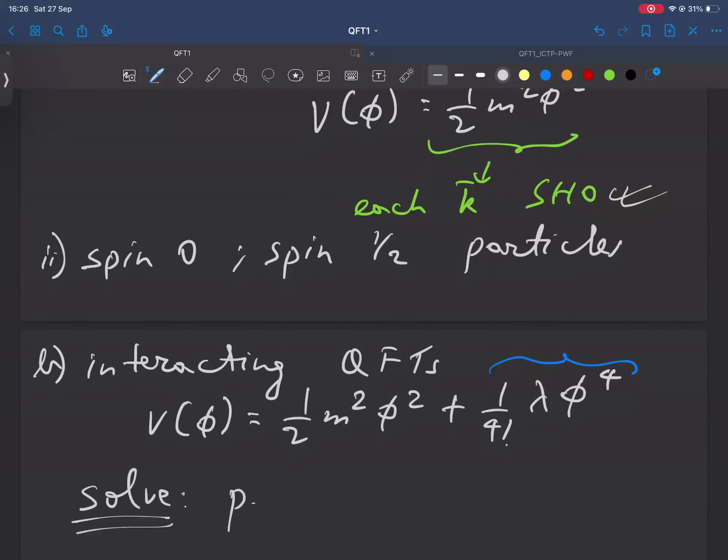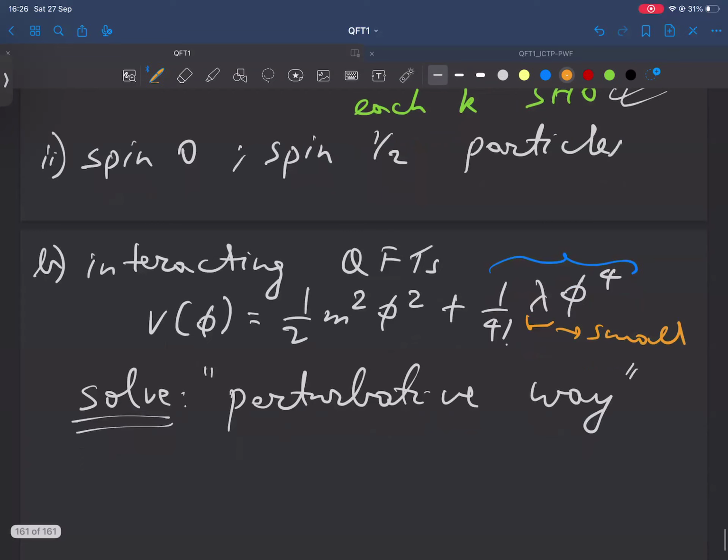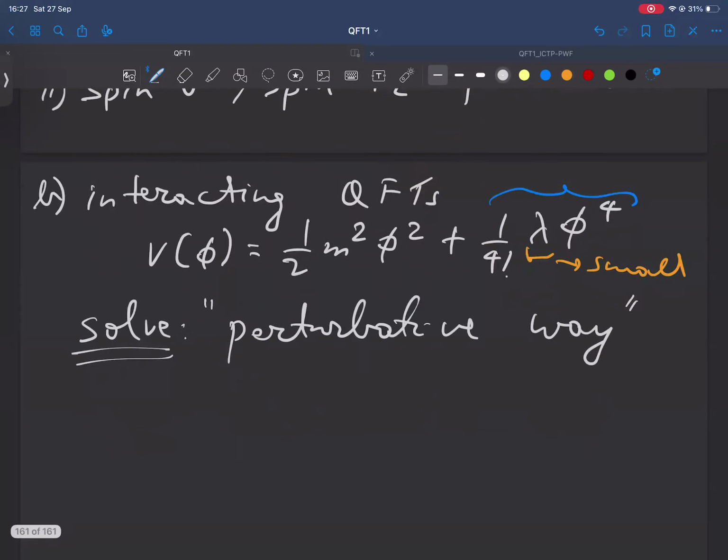The way to solve this will be what we call a perturbative way. Some of you who have taken advanced quantum mechanics would have seen perturbation theory, where you treat this parameter lambda as a small parameter and perturb your theory around it. So you will be able to solve certain things there. Additionally, once you complete this course, you will have completed understanding what perturbative QFT is.